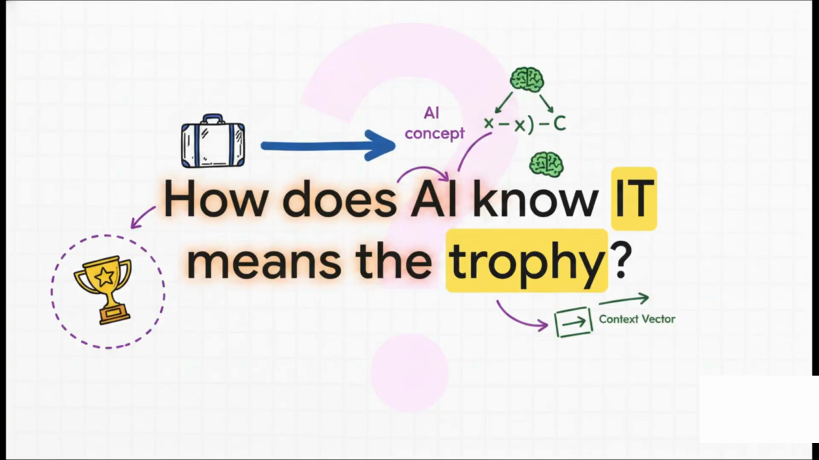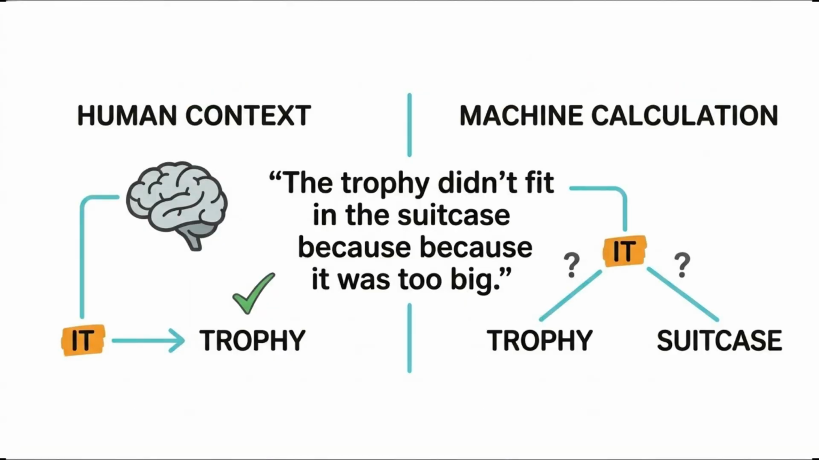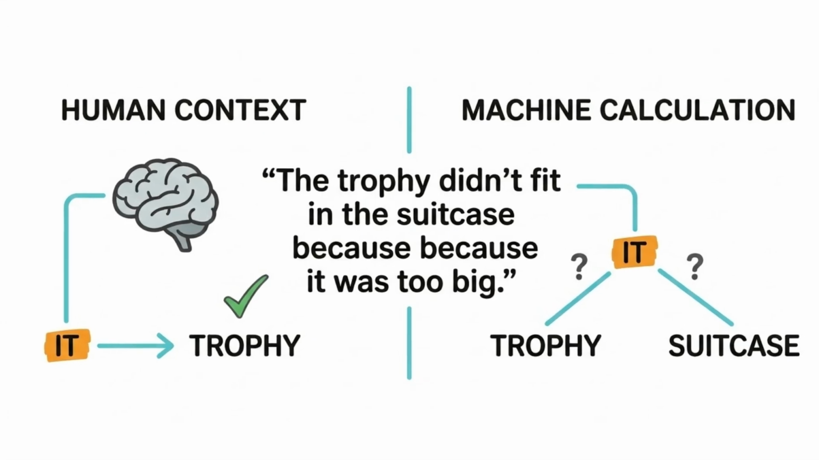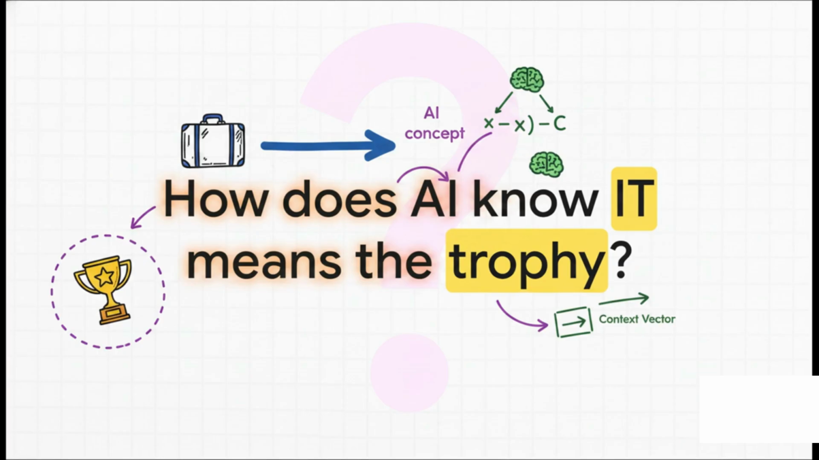Okay, I want you to consider this sentence. The trophy didn't fit in the suitcase because it was too big. Now, as humans, we just instinctively know that it refers to the trophy, right? We have that implicit world knowledge. But think about it. How on earth does a machine figure out that contextual link using nothing but math?